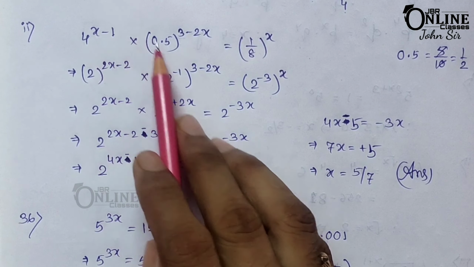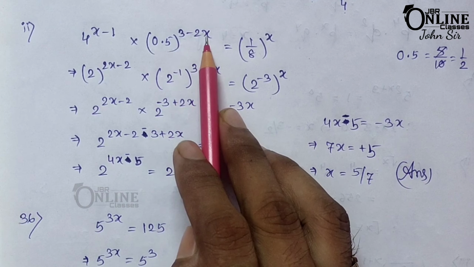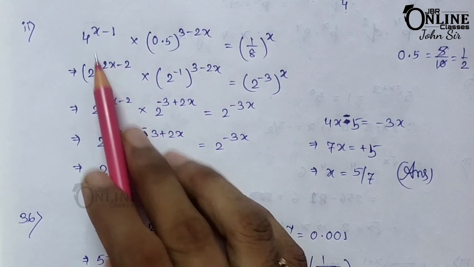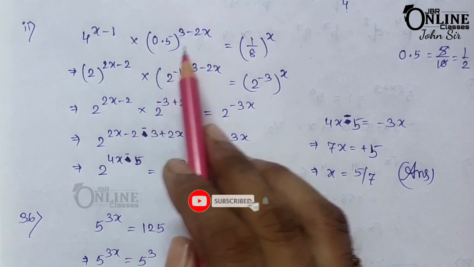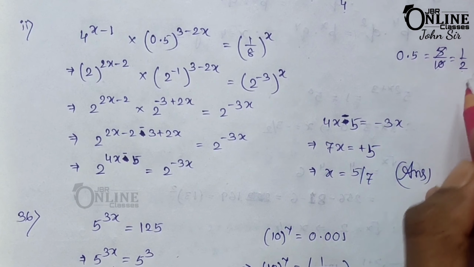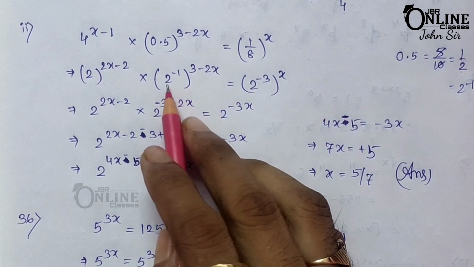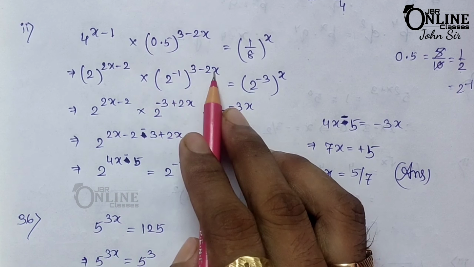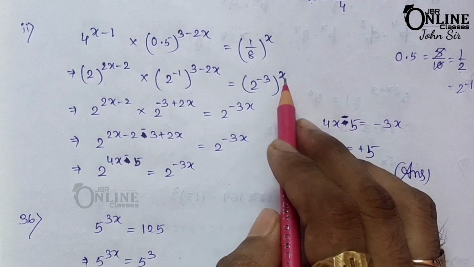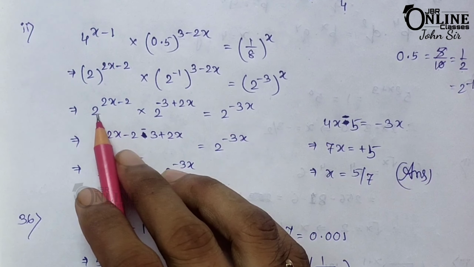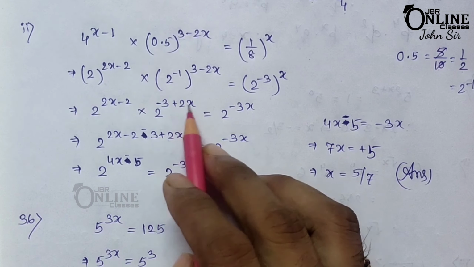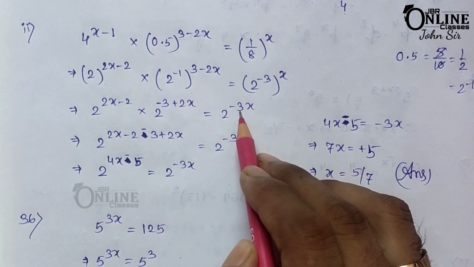Next, 35(2). 4 to the power x minus 1 into 0.5 to the power 3 minus 2x equals 1 by 8 to the power x. 4 means 2 square, so 2 multiplied with this one, 2x minus 2. And 0.5 means 5 by 10, so half. Half means 2 to the power minus 1. So 2 to the power minus 1 into 3 minus 2x. Here 1 by 8 means 2 to the power minus 3 into x, that means power x. So 2 to the power 2x minus 2, here minus 1 multiplied with this one, minus 3 plus 2x, and here 2 to the power minus 3x.